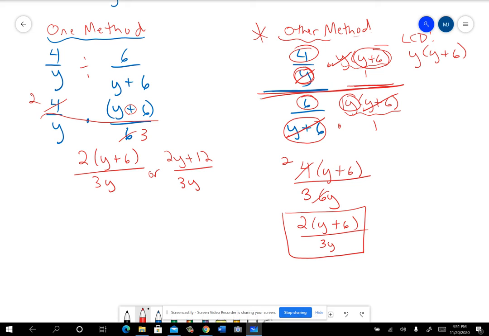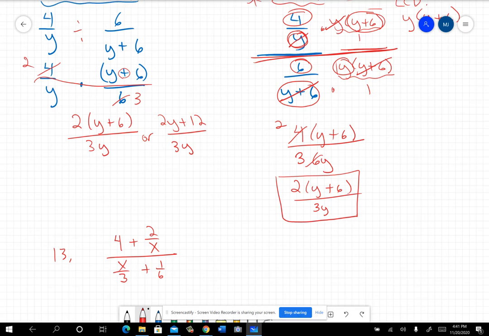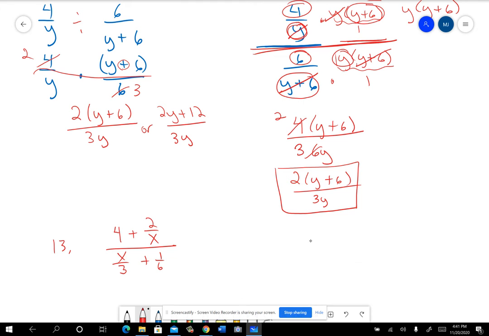Okay, and that's what happens on number 13. And I want you to see how nice the second method works on number 13. So see, number 13 has a 4 plus a 2 over x. Then it has an x over 3 plus a 1 over 6. Okay? So it's got a lot of fractions.